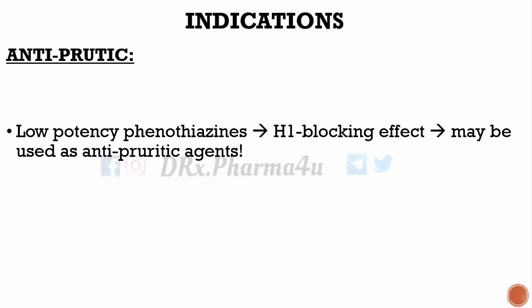Antipruritic activity has also been seen. As I said some time before, histamine causes pruritus. So promethazine or any kind of antipsychotic which has H1 blocking property can be used as an antipruritic agent. Low potency phenothiazines have an H1 blocking effect, so they may be used as antipruritic agents. However, we do not use them in clinical practice because pruritus is very minor compared to the side effects that are produced by these medicines. So we have much better alternatives which we can give.